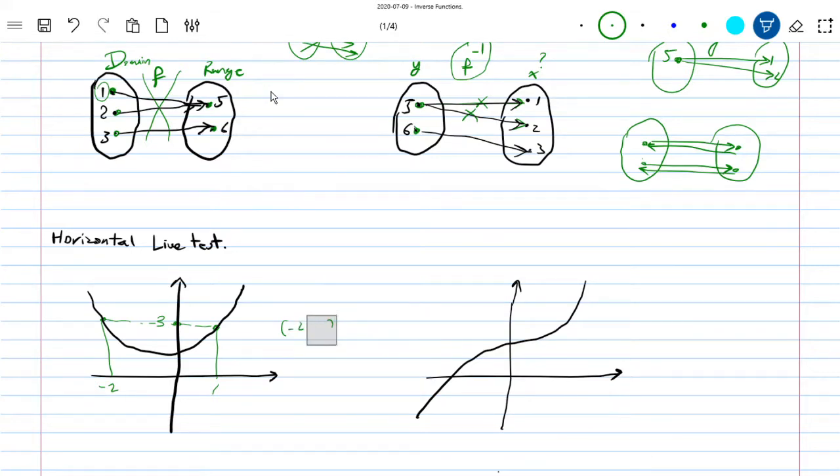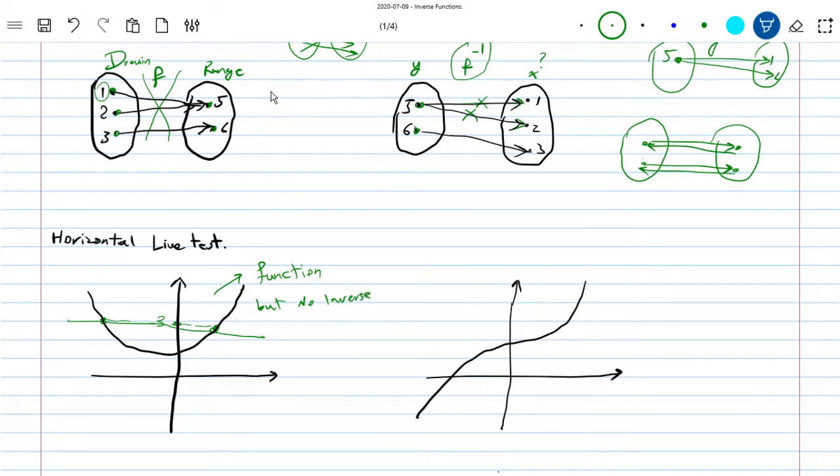The ones that, if they pass the vertical line test, should also pass the horizontal line test. That means a horizontal line cannot cross multiple times. It only crosses at most once. For every horizontal line that you draw, you can only cross once. In this example, if you draw this line, you cross the graph multiple times. So even though it's a function, it doesn't have an inverse. No inverse.